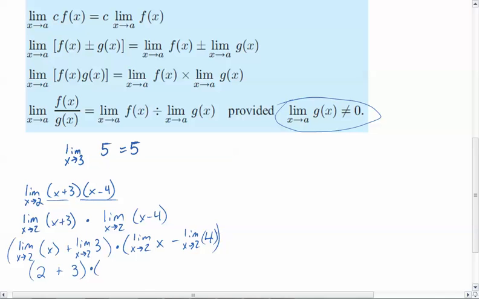The limit of a constant we learned up above was that constant. Okay, limit as x approaches 2 of x. Obviously, if x is approaching 2, that will be 2. And then minus 4, because the limit of a constant is that constant. So 2 plus 3 is 5, times 2 minus 4 is negative 2, which means that the limit will be negative 10.